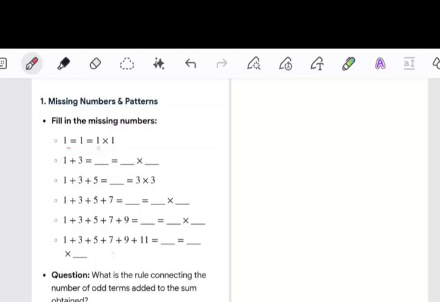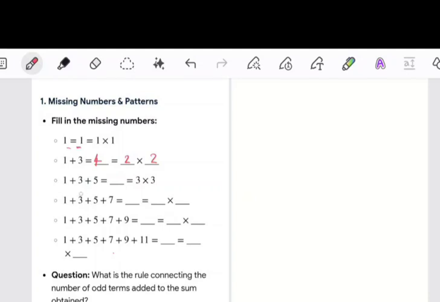Look at the first pattern. 1 equals 1 into 1. So here, 1 is the first square number, right? 1 is the first square number. Now the next one, 1 plus 3. So 1 plus 3, the answer is 4, right? 4 can also be written as 2 into 2. 2 into 2 is 4.